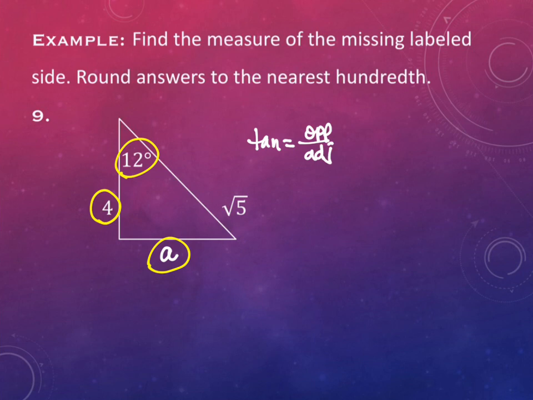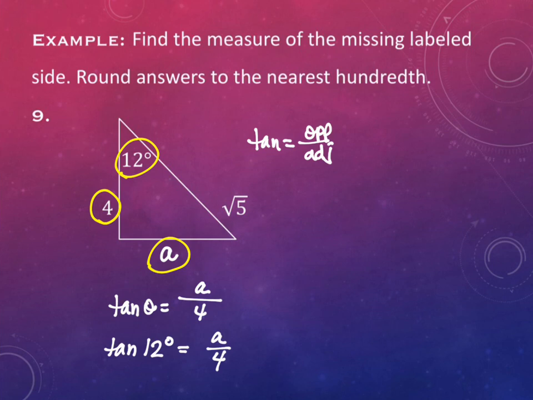Okay, if you use the square root of 5, you could use cosine, because that would be the opposite of the hypotenuse you'd be using. So if I set this up, the tangent of theta is the opposite, which is a, over the adjacent, which is 4. And I should have written it in. I'll write it in now. My theta is 12 degrees.